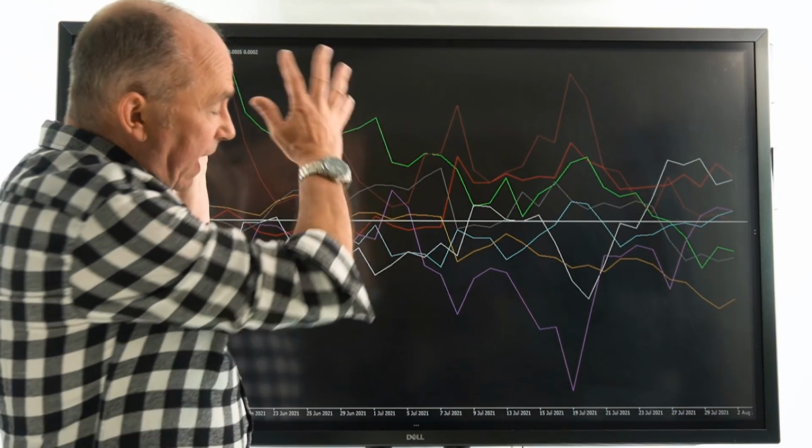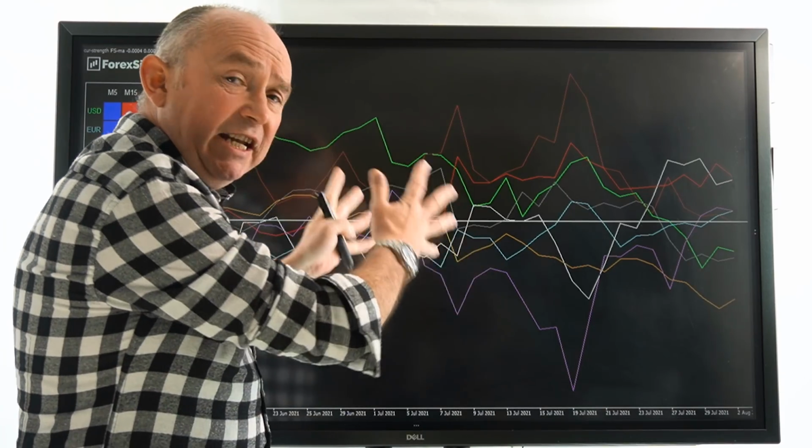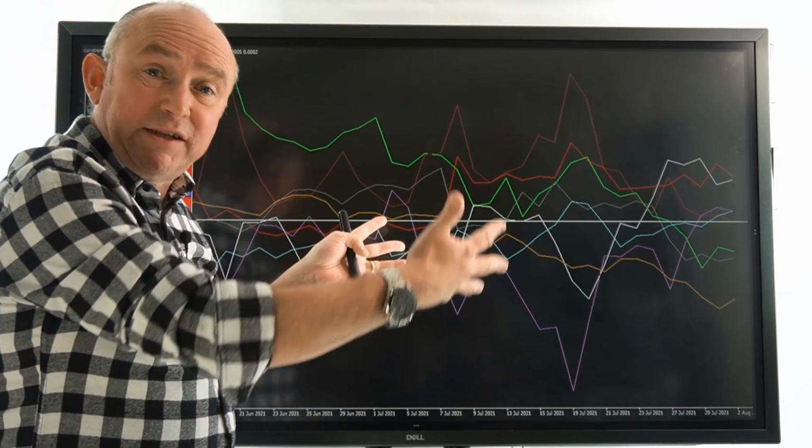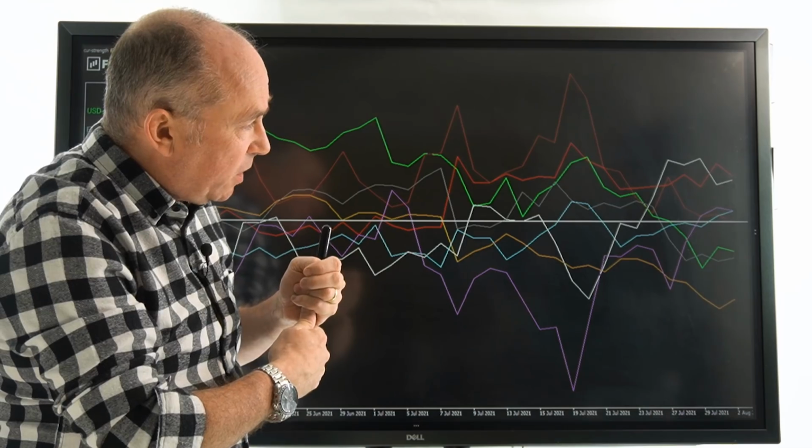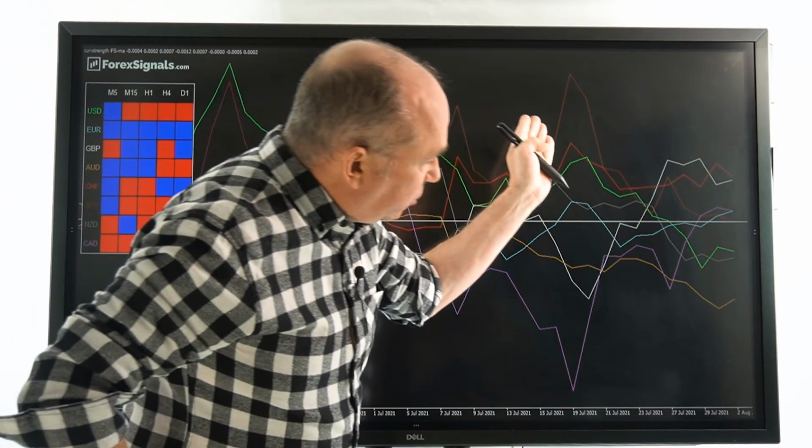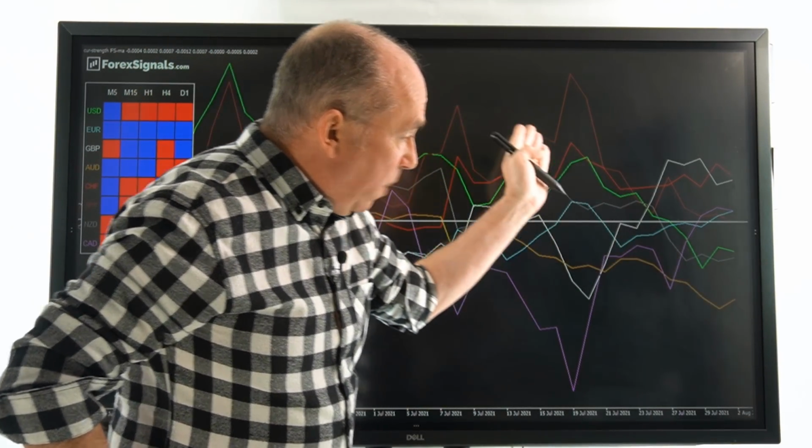This is on a daily chart. You can change the settings on here to have it on a 5-minute if you want to go scalping or lower time frames and so forth. But this is on the daily. You see the dollar has been in steady decline all week.